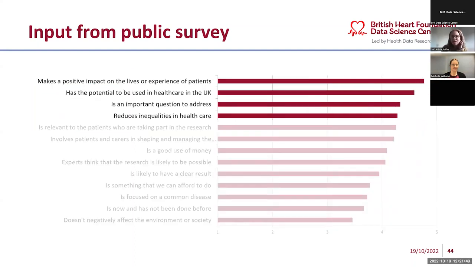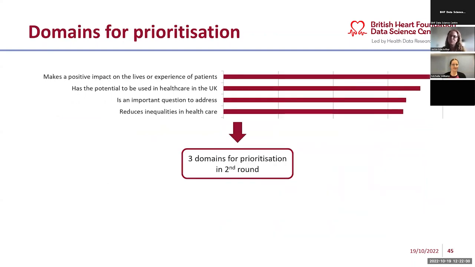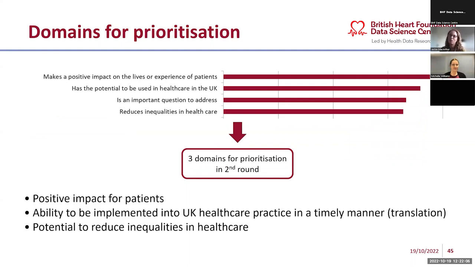So looking at the results from the question that we asked the public, you can see here some of the top answers. We took through from these 3 domains to prioritise questions in the second round. So in the second round, the questions were prioritised by positive impact for patients, ability to be implemented into healthcare, and the potential to reduce inequalities in healthcare.